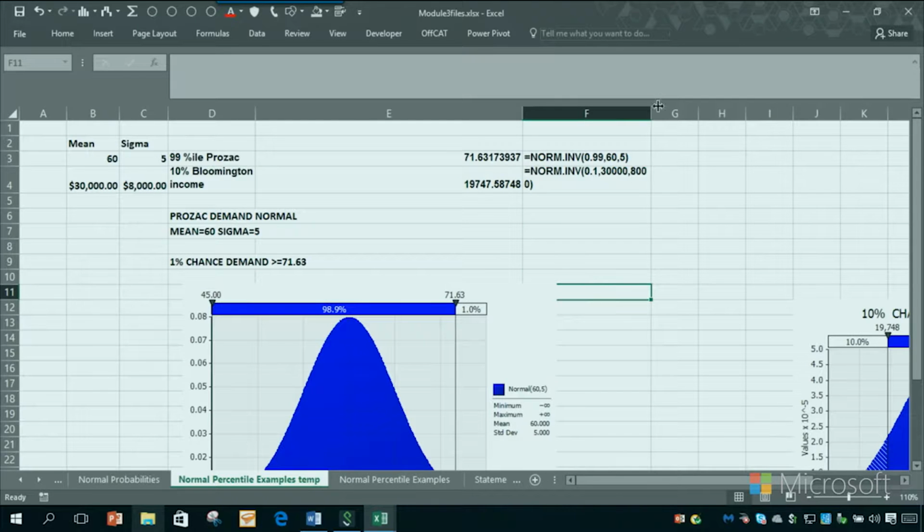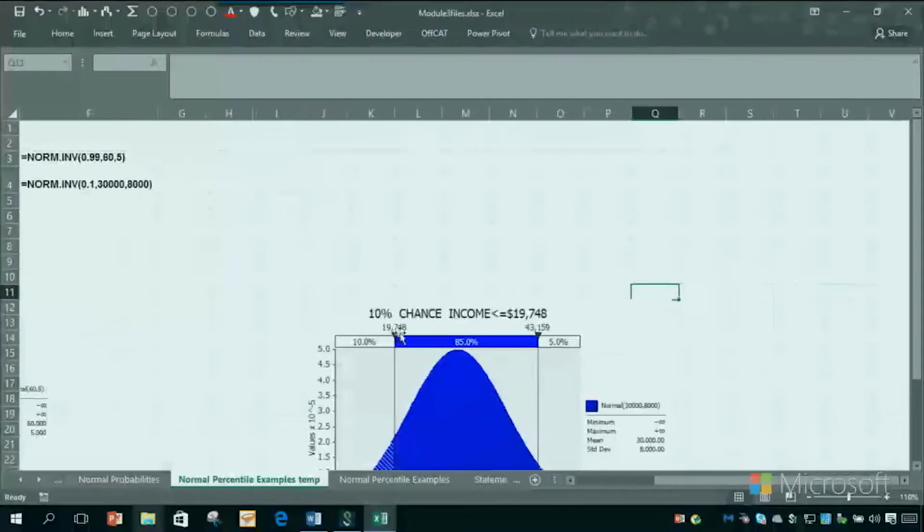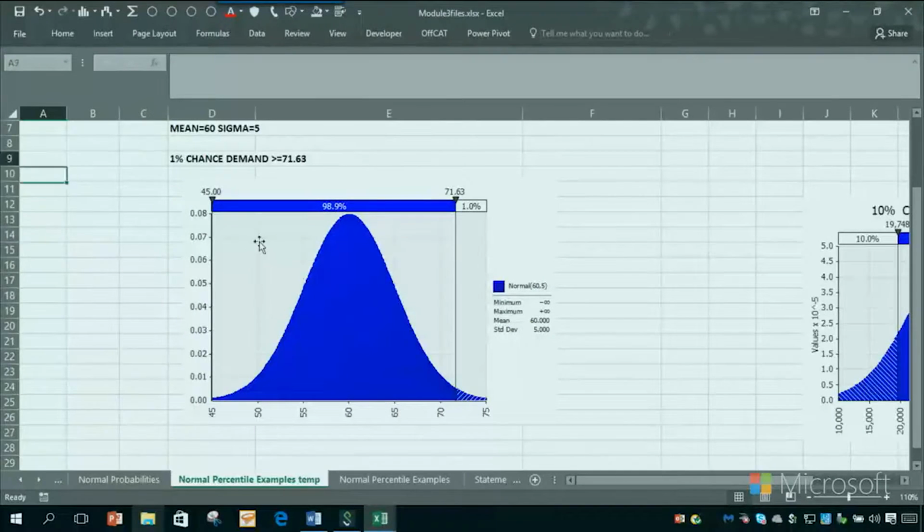And again, if we had a picture of that, we could look at a normal random variable with a mean of 30,000, so it peaks at 30,000. Standard deviation 8,000 means it's mostly between 14,000 and 46,000. And if you look at 19,748, there's a 10% chance of being less than that. And that's what we got, I believe, 19,748.